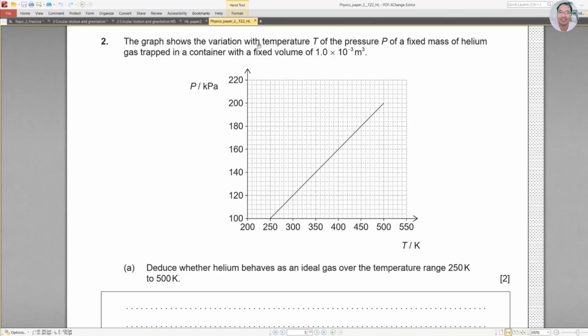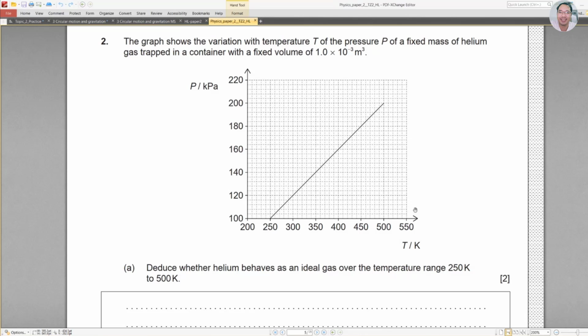We have a graph here, showing the variation with temperature of the pressure of a fixed mass of helium gas trapped in a container with a fixed, constant volume. The graph is a straight line, linear. Question A: deduce whether helium behaves as an ideal gas over the temperature range from 250 Kelvin to 500 Kelvin. Is it ideal, and why?